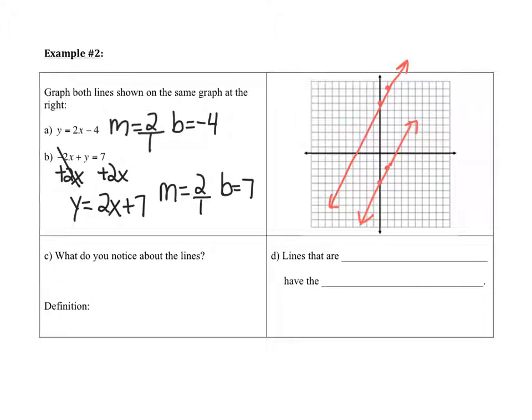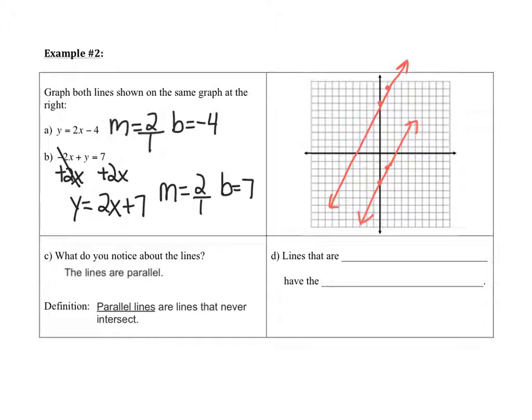Part C says, what do you notice about the lines? When I look at these 2 lines, I see that they run alongside each other, and both are going up 2 and over 1 forever and ever. They go up 2 over 1, up 2 over 1 forever and ever on both of them. So therefore, they would never intersect. Lines that don't intersect are called parallel lines. So what do I notice about these lines? They are parallel. And let's state the definition of what parallel lines are. Parallel lines are 2 lines that never intersect. So again, the 2 lines that we graphed were parallel.